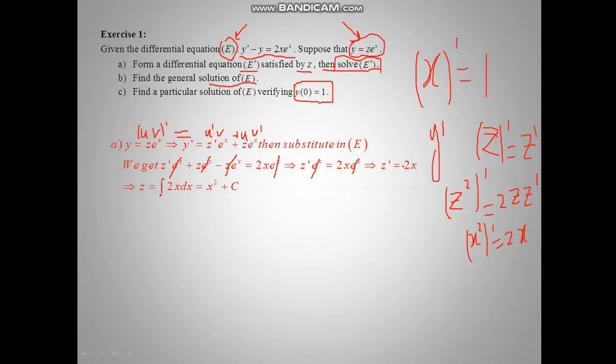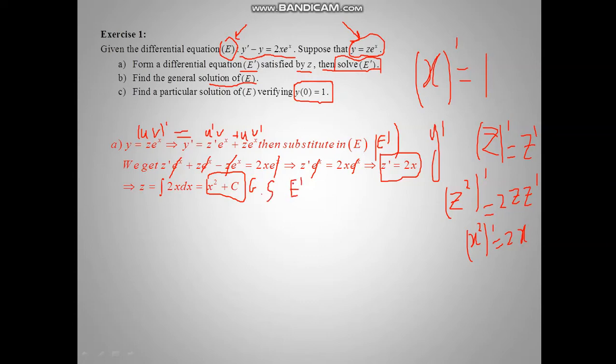This one is very easy, it is in the form y prime equals g of x, and to find the solution of this differential equation, we simply have to calculate the integral of this function, which is x squared over 2 plus c. Here, let me be clear a little bit. This one is the differential equation E prime. And this one here is the general solution of E prime.